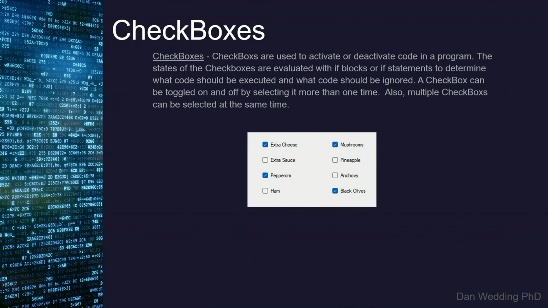Checkboxes are used to activate or deactivate code in a program. The state of the checkboxes are evaluated with if blocks or if statements to determine what code should be executed and what code should be ignored. A checkbox can be toggled on and off by selecting it more than one time. Also, multiple checkboxes can be selected at the same time.